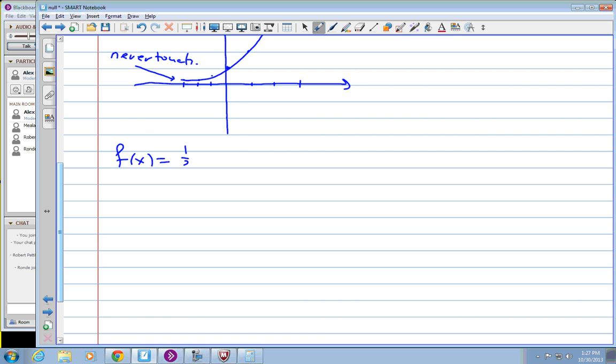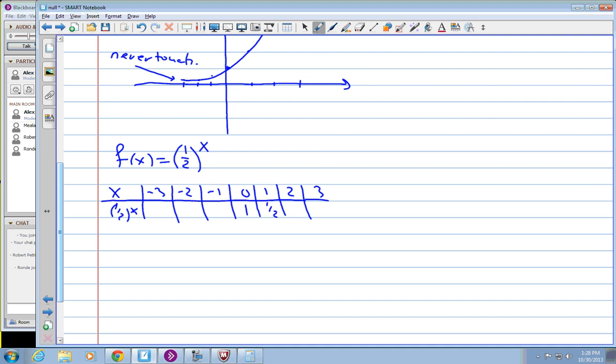Well, let me try one more function. f of x equals 1/2 to the power x. I'll do it the same way. I'll build a table of values, x and 1/2 to the x, and plug in a whole bunch of values: negative 3, negative 2, negative 1, 0, 1, 2, 3. I'll do the easy ones first. 1/2 to the power 0 gives 1. 1/2 to the power 1 gives 1/2. 1/2 to the power 2 gives 1/4. And 1/2 to the power 3 gives 1/8.